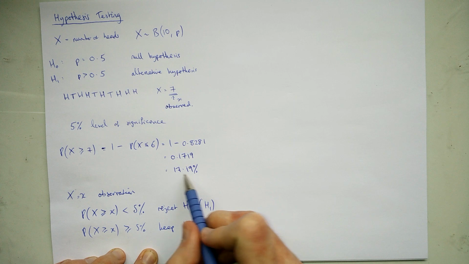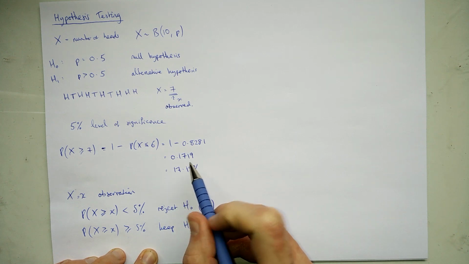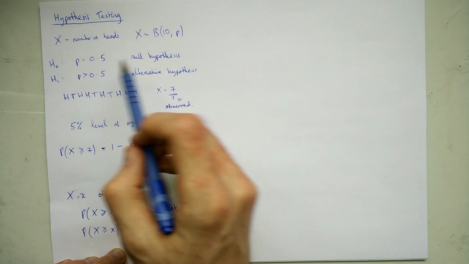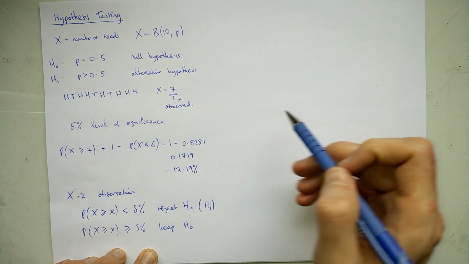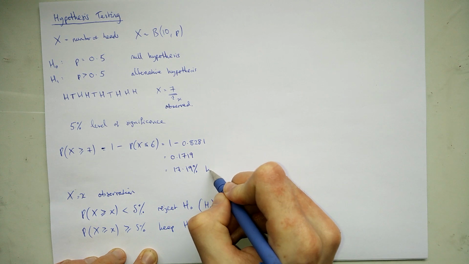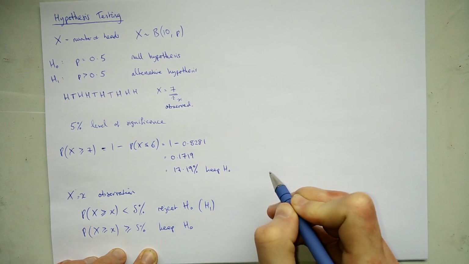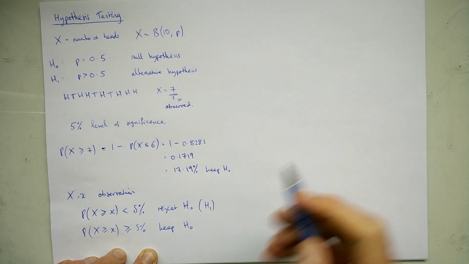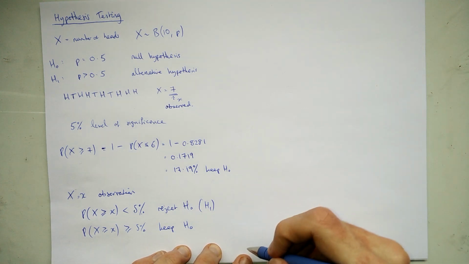So let's have a look. Here we've got 17%. So the chance of getting 7 heads is quite likely, and therefore it's more likely that the original 0.5 is correct, and we keep our H0. All we're doing is comparing that 17 to the 5% and going, it's bigger than 5%, therefore we're keeping H0. Okay, that wasn't too bad.